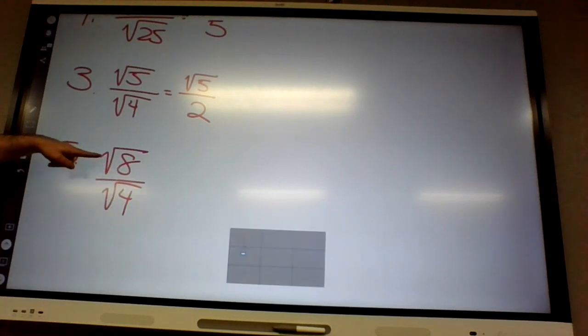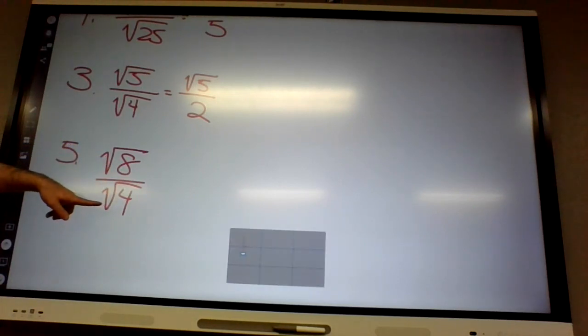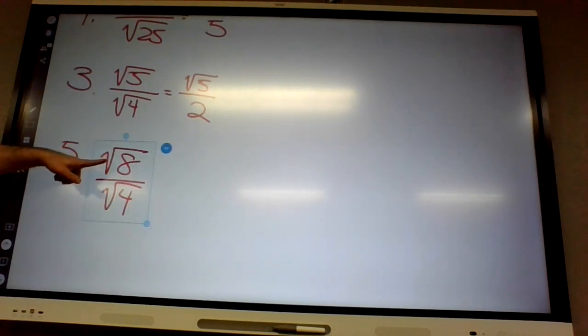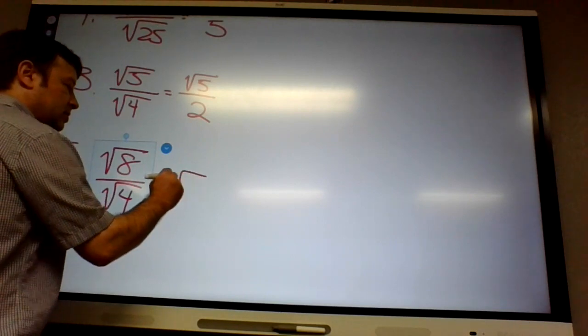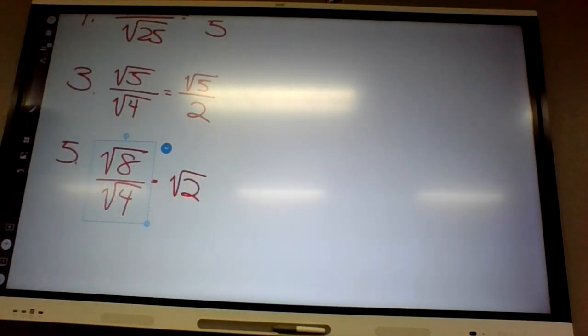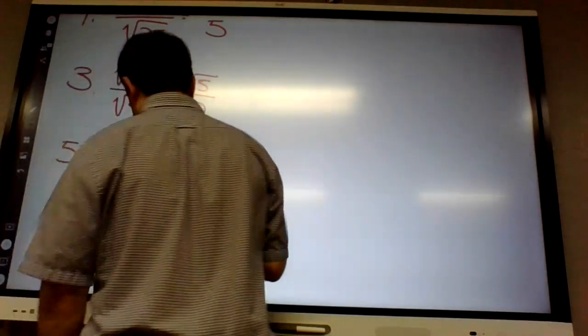But the easiest way to do this is just divide them first. What is square root of 8 divided by square root of 4? Square root of 2. All right, now let's see what would happen.